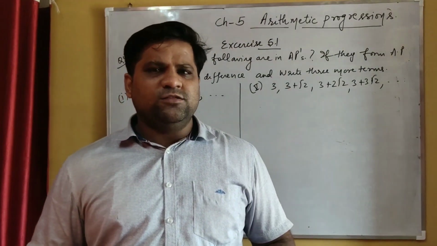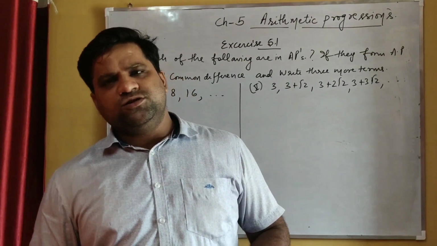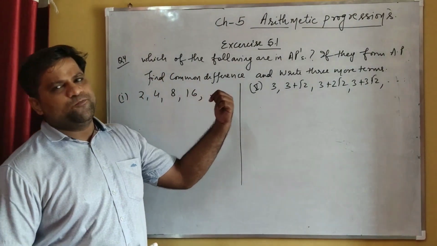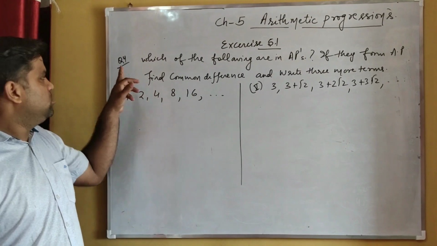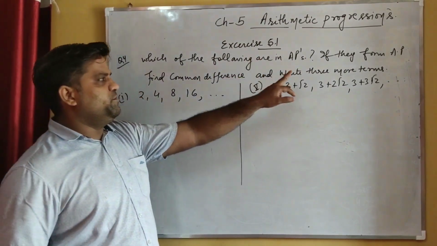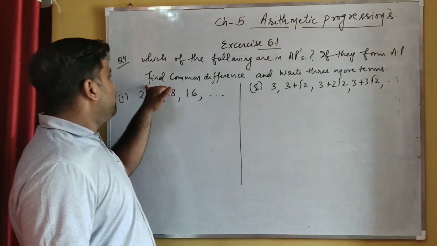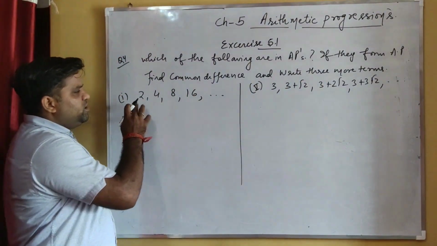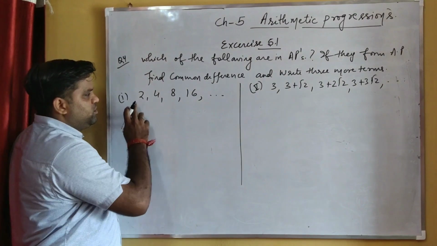In the last video we have done exercise 5.1 question number 2 and question number 3 parts. Now let us come again to the remaining parts of exercise 5.1. Question number 4. Which of the following are in AP? If they form an AP, find the common difference and write 3 more terms. So let us come to the first part of that question.